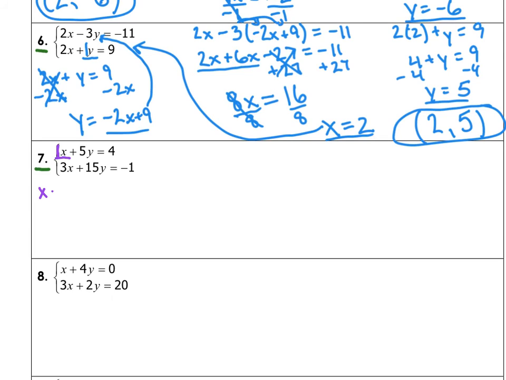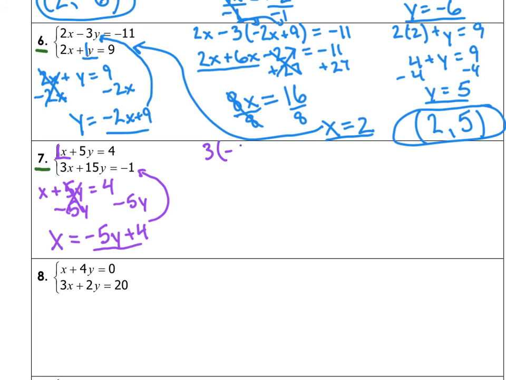This is what I want to change around, because I want x by itself. In order to get x by itself, I need to get that 5y to the other side. And to do that, I'm just going to subtract it from both sides. That way, it cancels out on the left. These cancel out, and x is now equal to negative 5y plus 4. Notice that this is what x equals. If this is the case, I'm going to plug it into the other equation that I haven't touched yet. Now this is what x equals, so now I'm going to have 3 times that negative 5y plus 14 plus 15y equals negative 1.